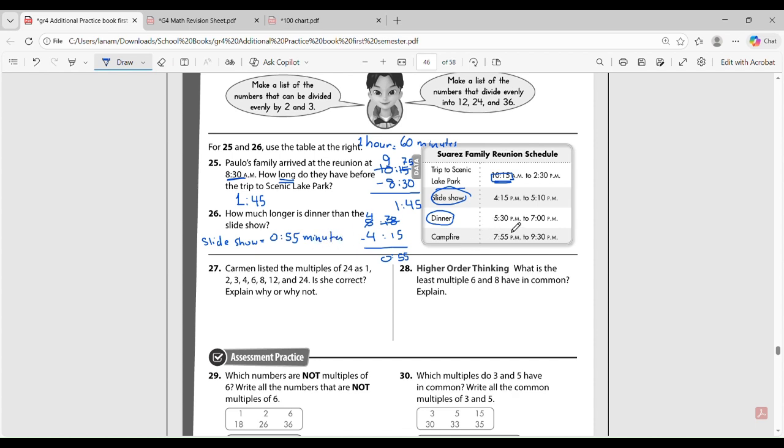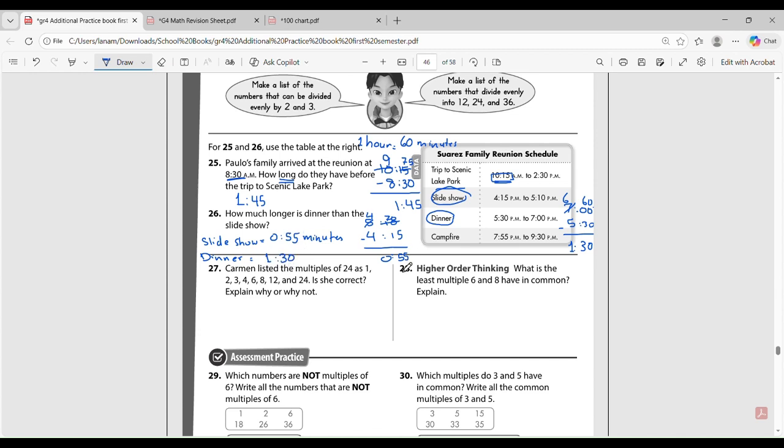Now what about the dinner? The dinner ended at 7 and it started at 5:30. So let's subtract. This will become 6 hours, and here we will put 60 minutes. 60 minus 30 is 30. 6 minus 5 is 1, so it's 1:30. So the dinner was 1 hour 30 minutes.